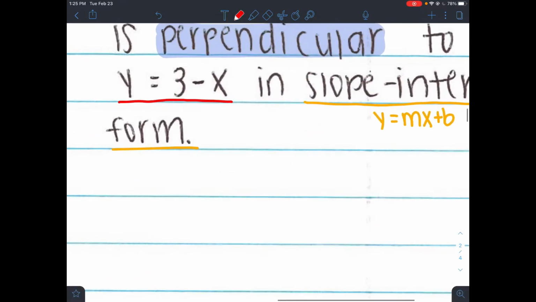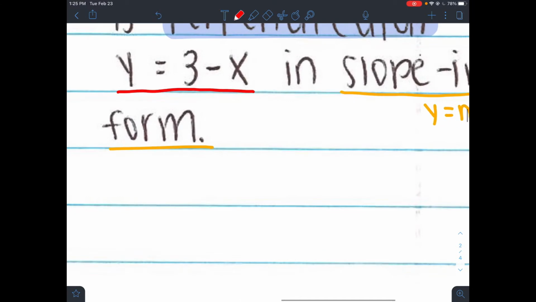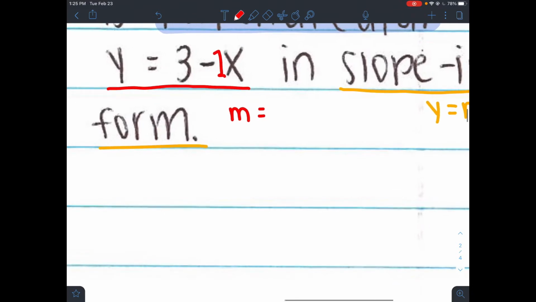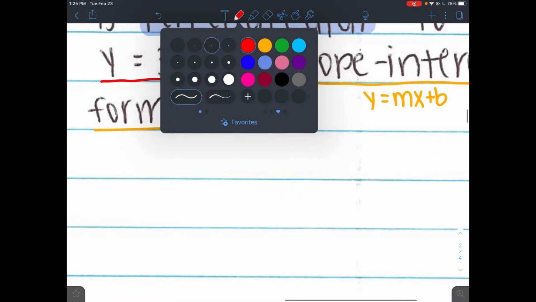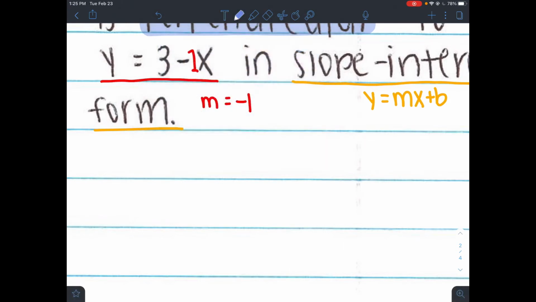Now your slope here right now is going to be what? Do we know the slope yet? We do, right? Remember, the slope is going to be negative 1 here. The y is already by itself, so you already know the slope. It's negative 1. The question is, do I want to use that same slope for a perpendicular equation? The answer is no. Because for a perpendicular line, I want the opposite reciprocal.